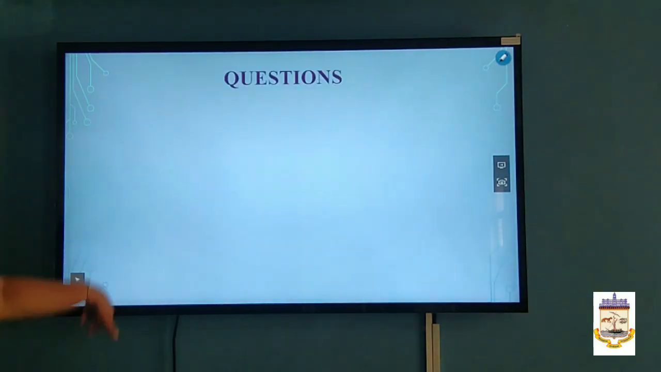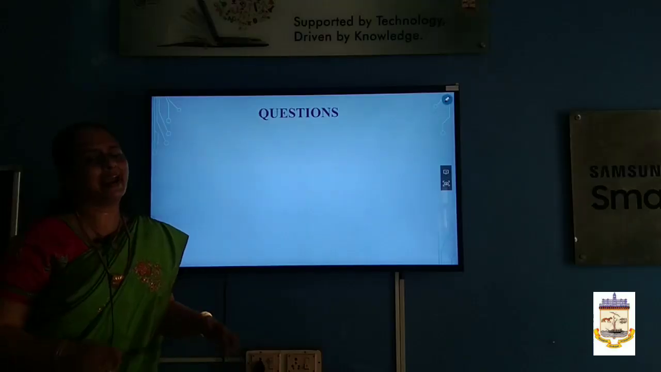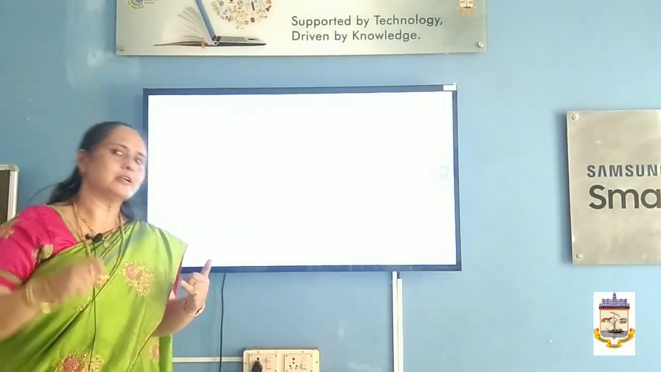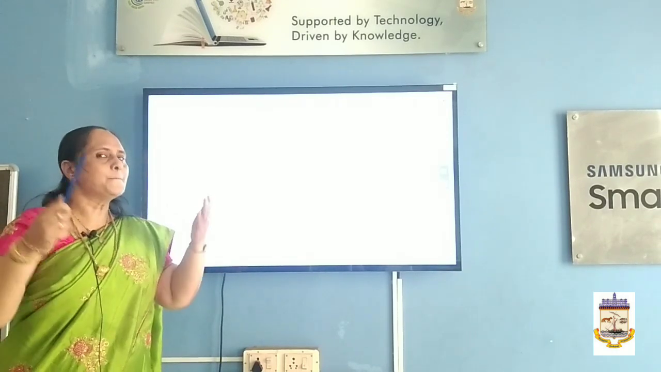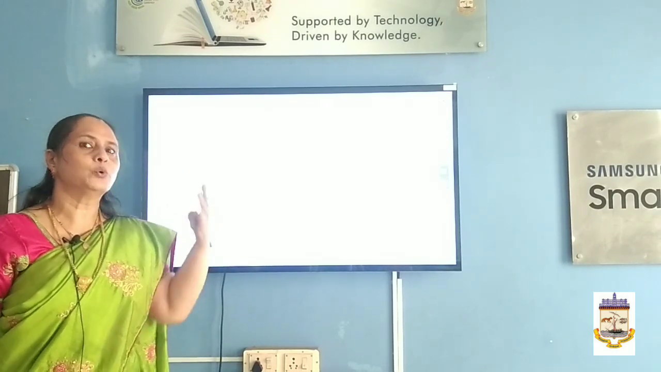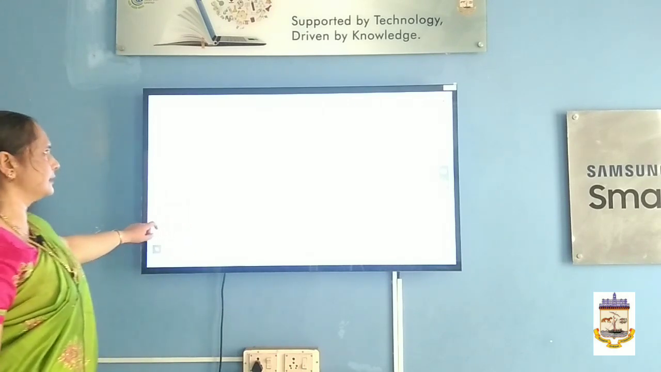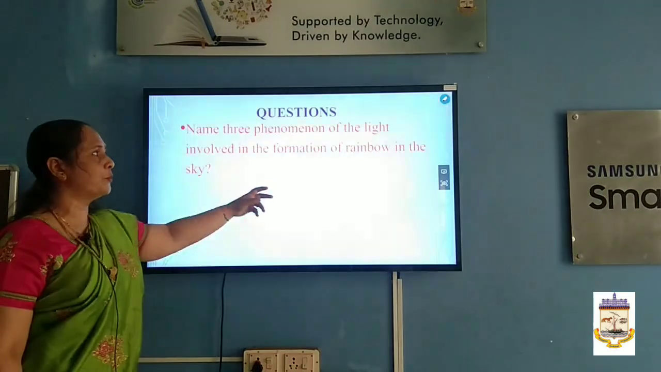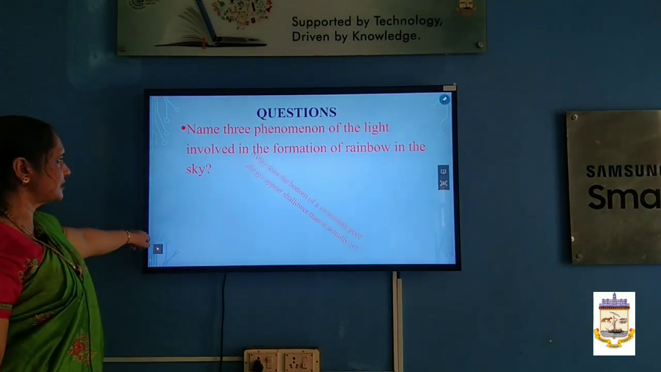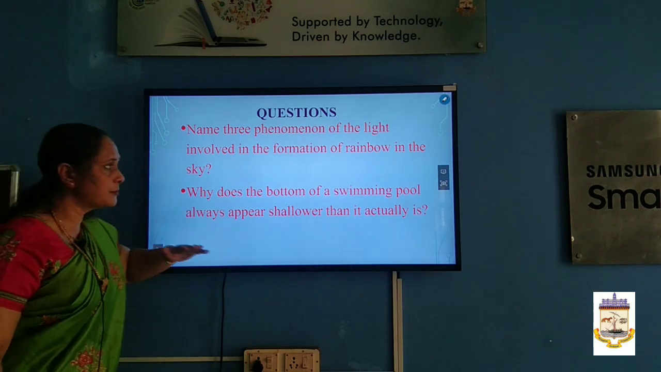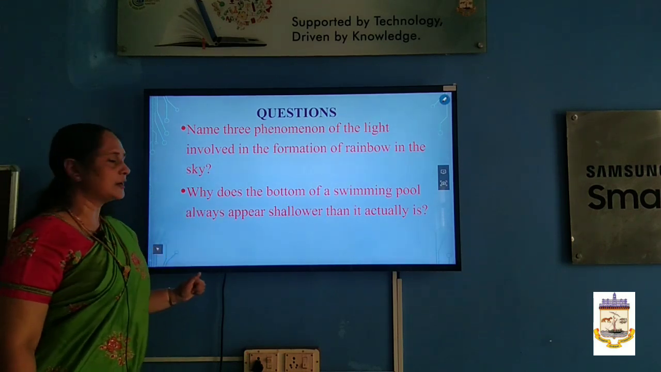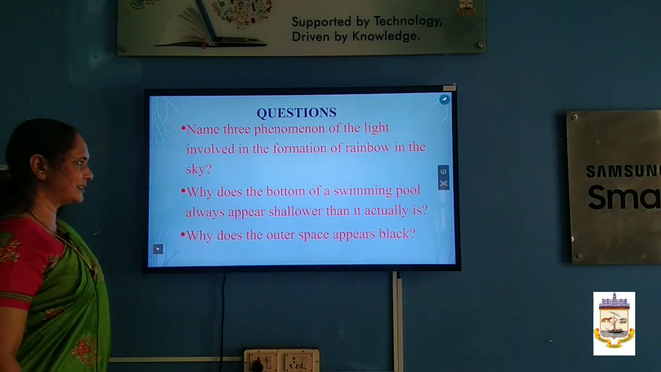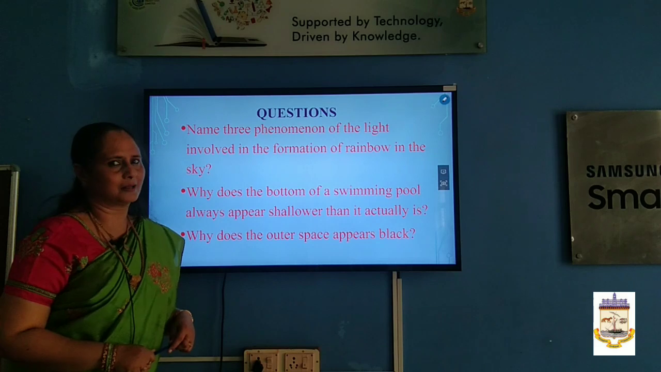Yes. Now we have come to the end of the class. What all the things have we seen? Tell me. Refraction, dispersion and scattering. Based on this, I am going to ask you 3 questions. Question number 1: name 3 phenomena of light involved in the formation of a rainbow in the sky. Second question: why does the bottom of a swimming pool always appear shallower than it really is? Third: why does outer space appear black?